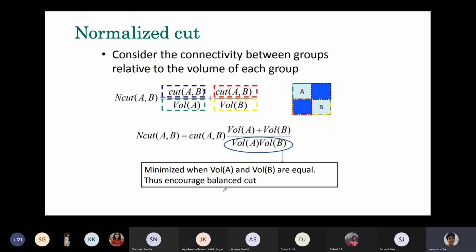Is it clear till now? Do you need some time to write it down, process it? Ma'am, could you explain again how volume is calculated?